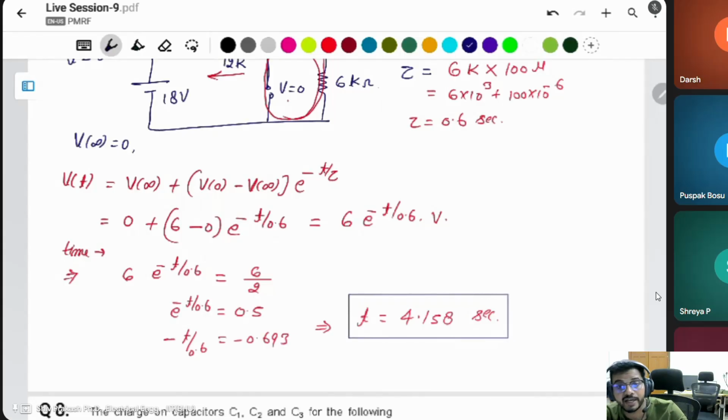That means it will take approximately 4 seconds to discharge to half of the initial capacitor voltage. Once it will charge at a voltage of 6 volt.